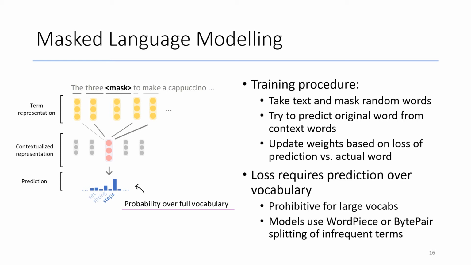But this loss, this prediction over the full vocabulary, is prohibitively expensive for large vocabularies because we need to create a softmax over every word. But transformer models that use this pre-training technique often use tokenizers such as word piece or byte pair to split infrequent terms into multiple tokens, and so reduce the vocabulary size.